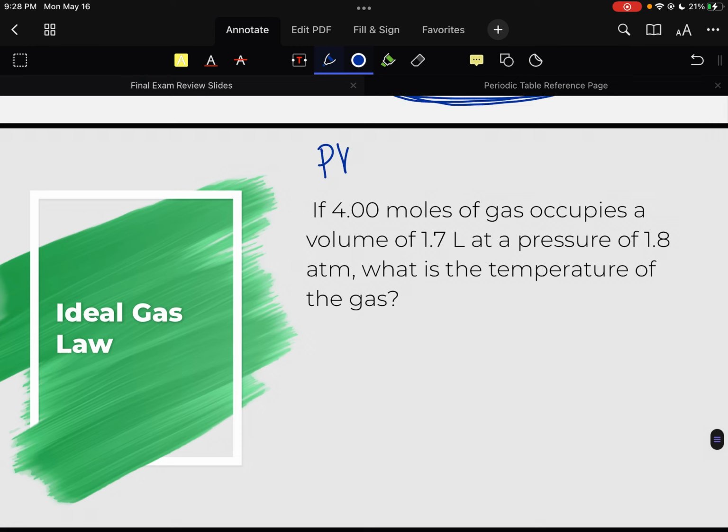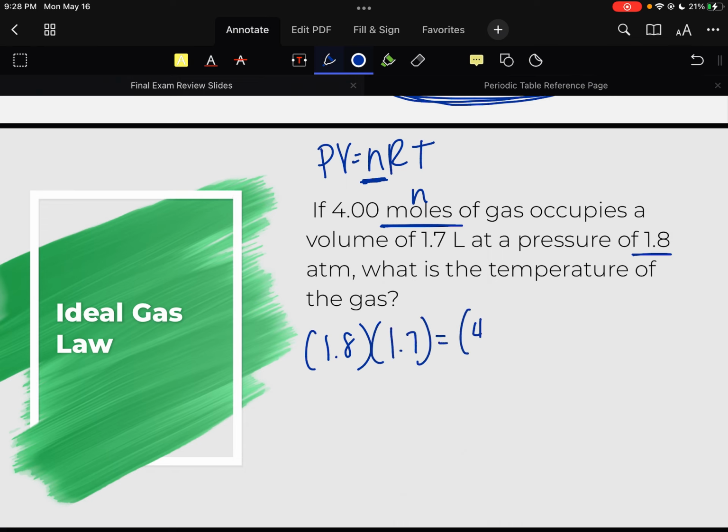The last problem for this unit is just an ideal gas law. So remember, anytime we're talking about gases, we only have 2 formulas. And if we mention moles, we know we want to use PV = nRT because the n is moles. So here I can just plug in my information and calculate my missing variable. So it does tell me a pressure, 1.8. It tells me a volume of 1.7. It tells me moles. Remember, R you will get from the reference sheet is 0.0821, and then I'm solving for temperature.